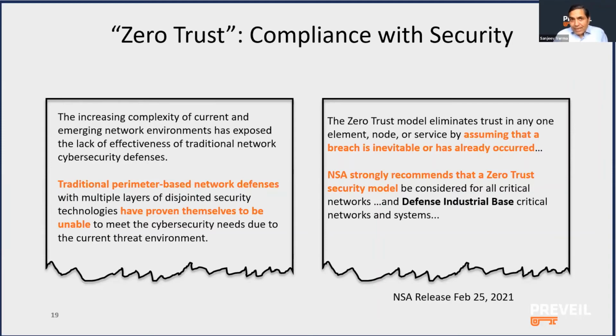But as the attacks showed, the best perimeter-based defense systems can be breached. And so what is being taught in virtually every academic institution and what the NSA is now recommending is that the right way to think about security is to assume that a breach is inevitable or has already occurred, and create systems that can protect the information even when that happens. And these systems are called zero trust systems.